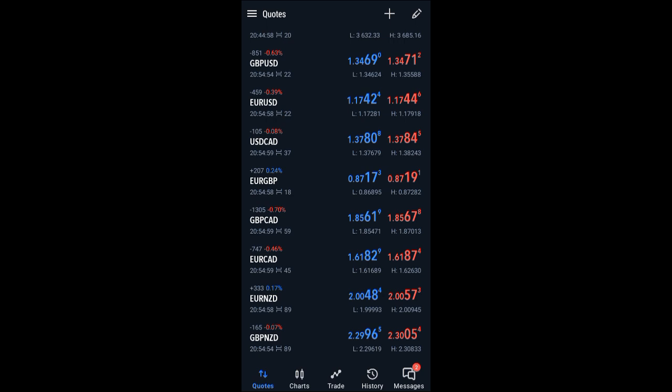So if you check at the corner, the first currency is known as the base currency, while the currency at the right hand side is known as the quote currency. So this is like GBP, which is at the left hand side, is known as the base, while USD at the right hand side is known as the quote currency. So what this means is that to get 1 GBP, you'll be needing 1.3469 USD.